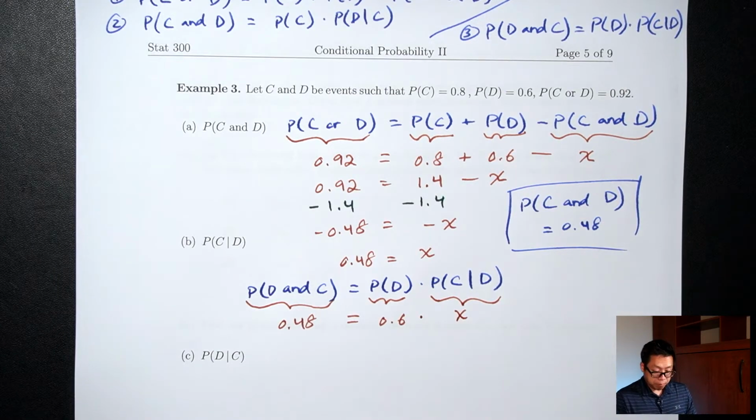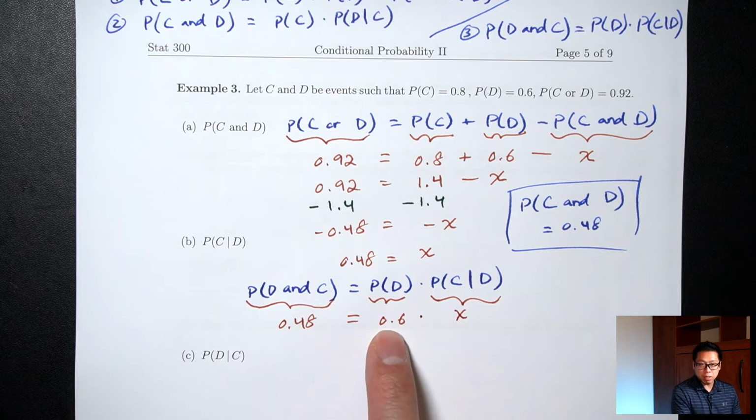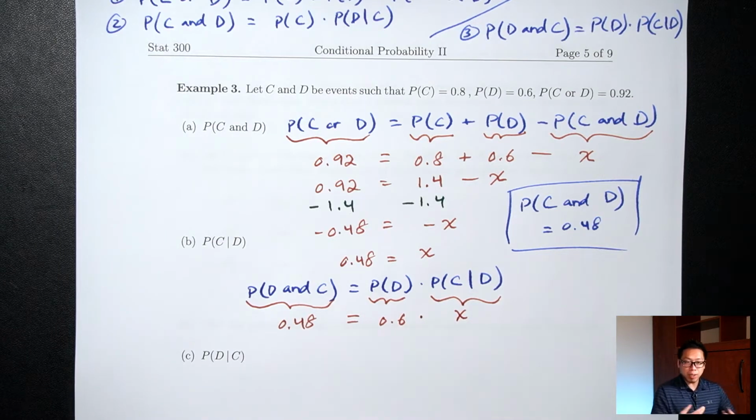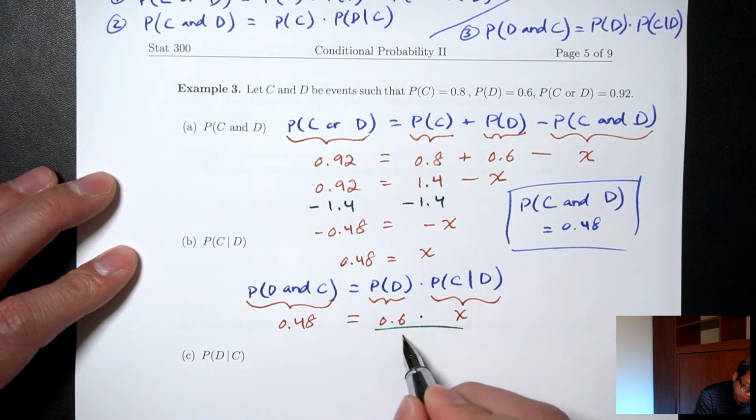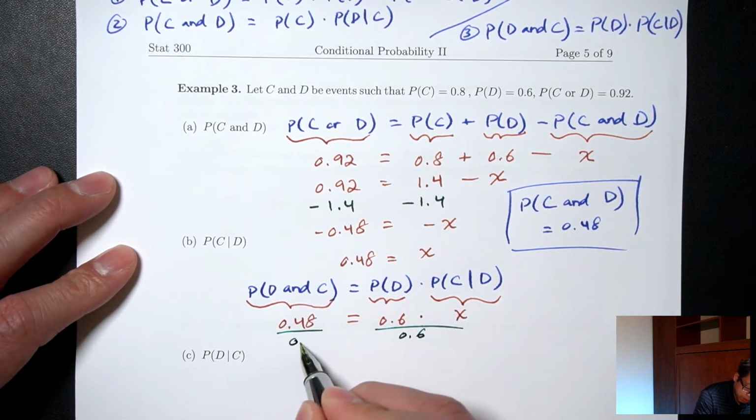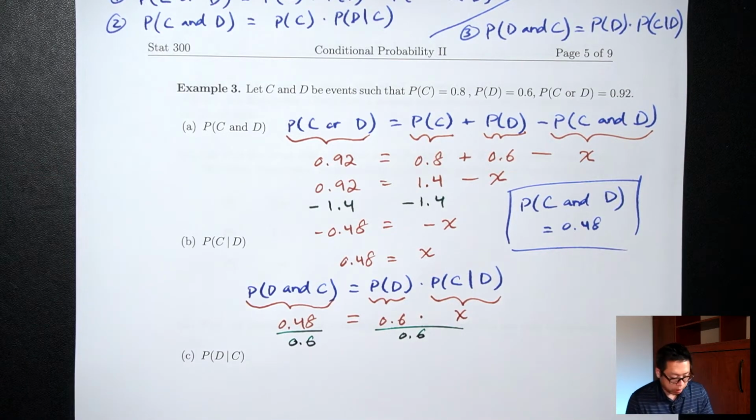Get the x by itself. Right now, there's a 0.6 multiplying the x. To get rid of a multiplication, you divide. You do the opposite. So divide both sides by 0.6. And then left side, 0.48 divided by 0.6. 0.8.